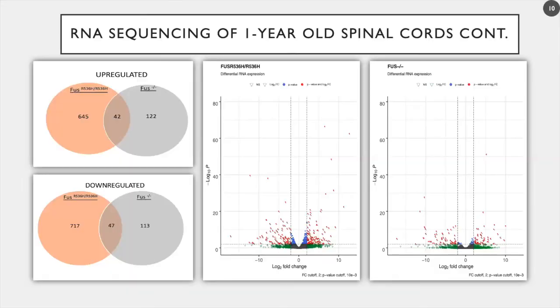I've recently performed RNA sequencing on 1-year-old spinal cords from wild types, homozygotes, and knockouts. Here I have Venn diagrams displaying the number of significantly up and down regulated RNA transcripts between both the homozygotes and the knockouts. And we see that there is a vast increase in the number of differentially expressed transcripts in the R536H homozygotes. To further illustrate this, I generated volcano plots, and it is obvious that the change in significantly up and down regulated transcripts is greater in the homozygotes versus the knockouts.